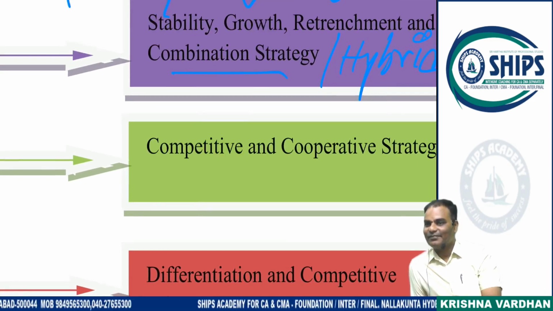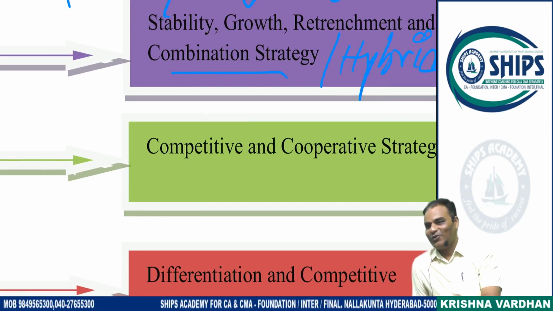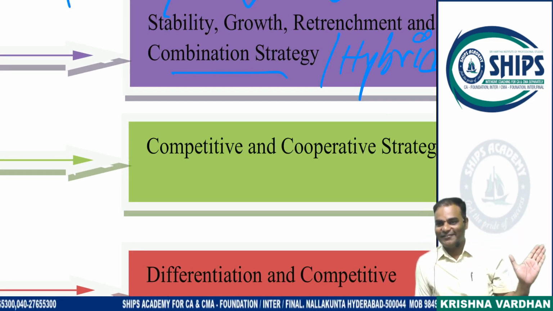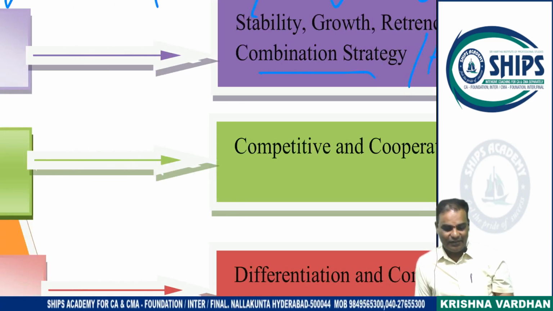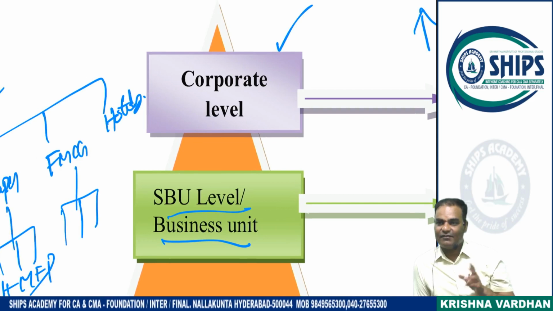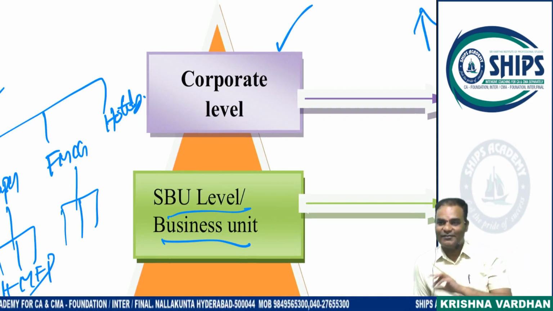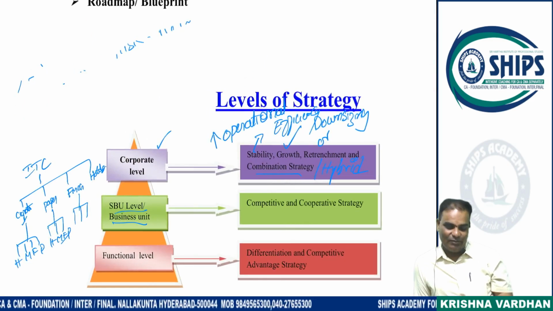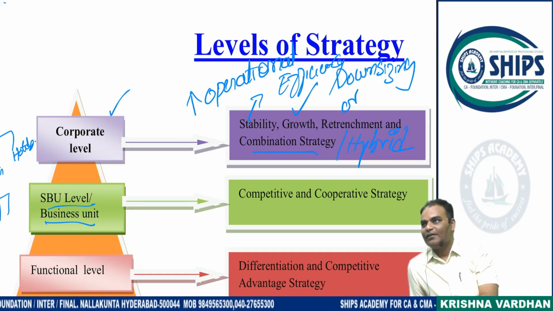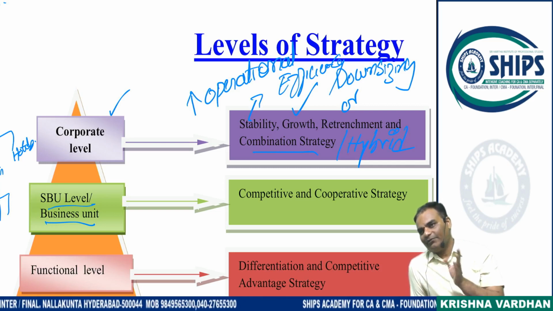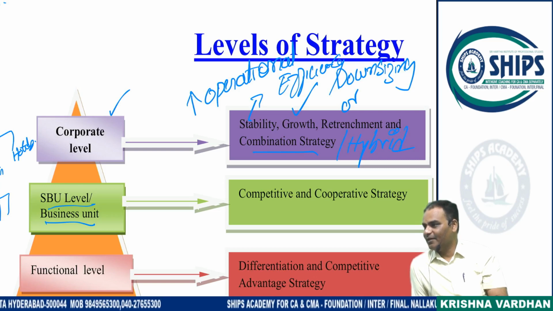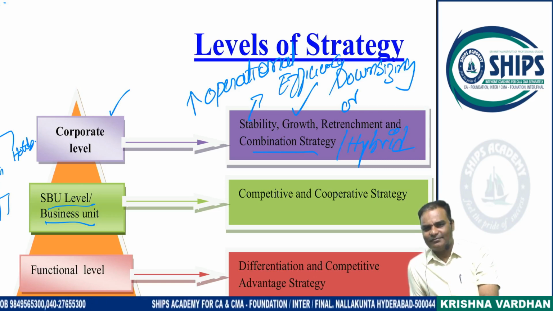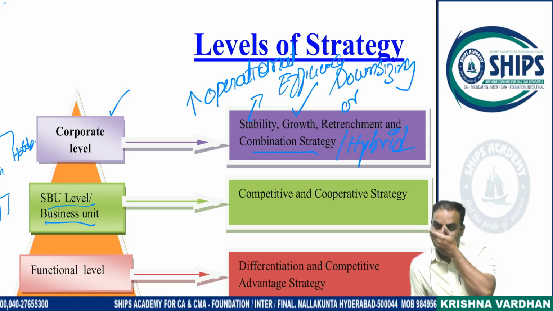What is the other strategy? Cooperative strategy. Cooperative is how one business is supporting another business, not other companies' businesses, your ITC group only. How hotels are supporting, let us say, FMCG, or FMCG is supporting hotels. Cooperative strategy. Have you heard about Maruti Group, students? Initially, before your Maruti, there used to be something called Padmini cars. I don't know whether you have seen it or not. Okay, forget about it. That was a low priced car before your Maruti 800.